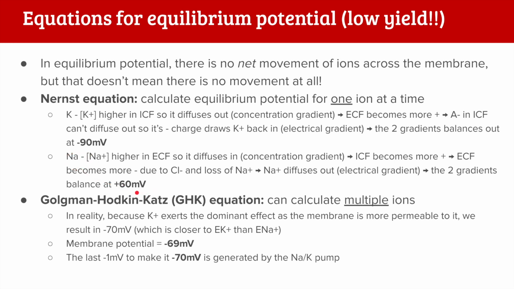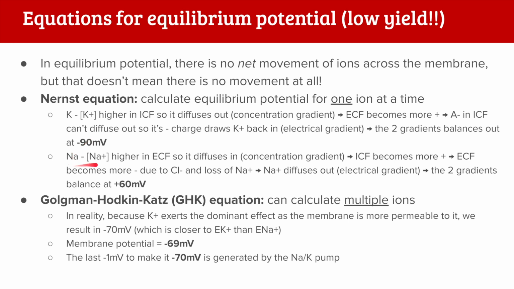This is not that important, but I'm just going to go over it. Potassium concentrations are higher on the inside, so it diffuses down its concentration gradient out. This makes the outside more positive, as there are now more positive potassium ions on the outside. However, the negatively charged proteins on the inside can't diffuse out, so their negative charge draws the potassium ions back in, and this is known as an electrical gradient. When the concentration gradient and the electrical gradient balance out, they give the equilibrium potential of potassium, negative 90.